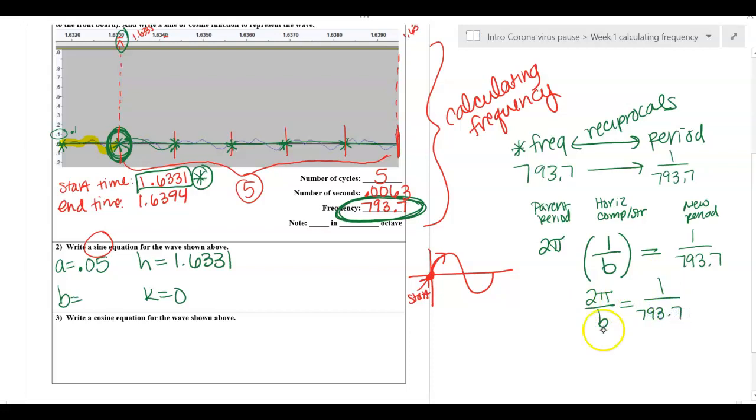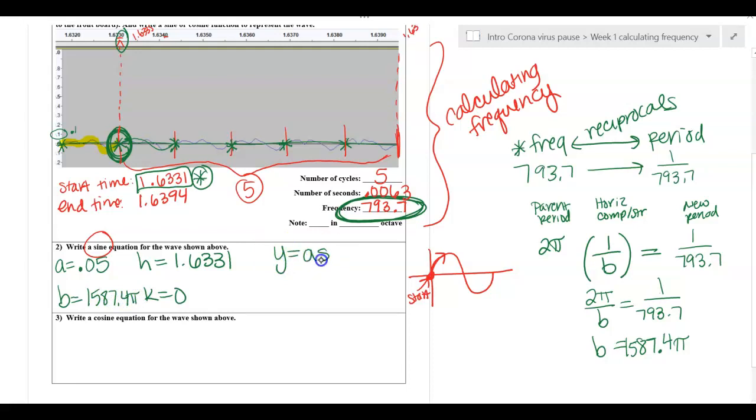793.7. Then if I cross multiply, b times 1 gives me b. 2 times 793.7 gives me 1,587.4 pi. So that's my b value. And then I'm going to put it all together in an equation.